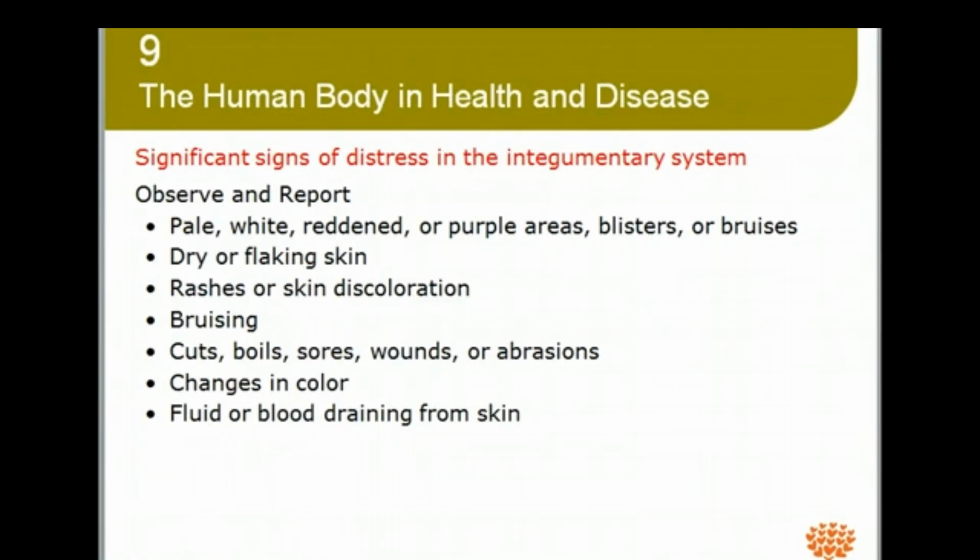When we're describing skin, we want to observe and report to our supervisor or whoever we're working for. These would be signs of significant distress: pale skin, white, red, purple areas, blisters, any kind of change in skin integrity you would want to document and report, of course. Dry or flaking skin, rashes, bruising. If you were to observe cuts, boils, wounds, abrasions, fluid draining from the skin, these are all urgent things that you want to report right away.